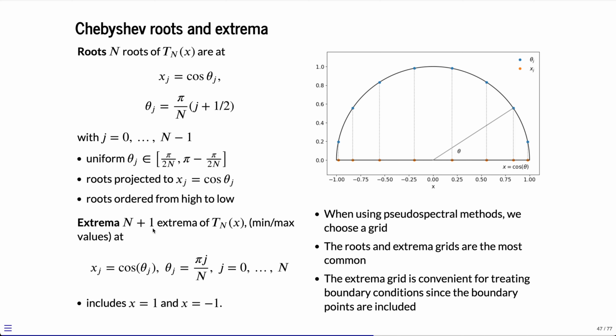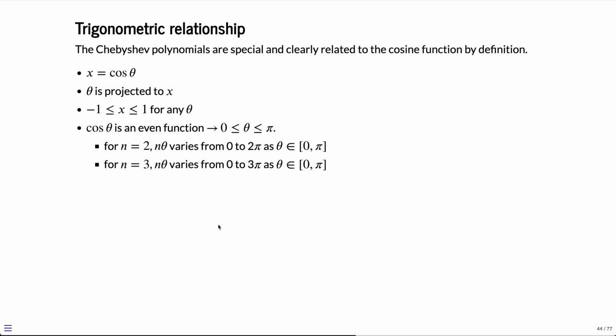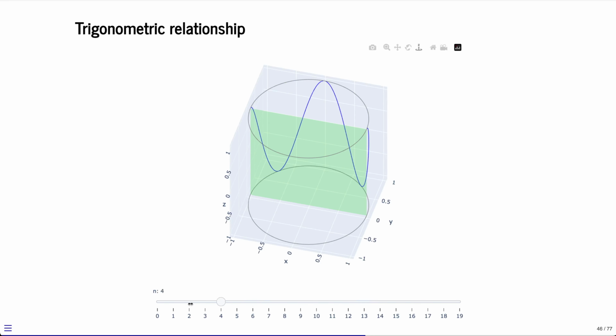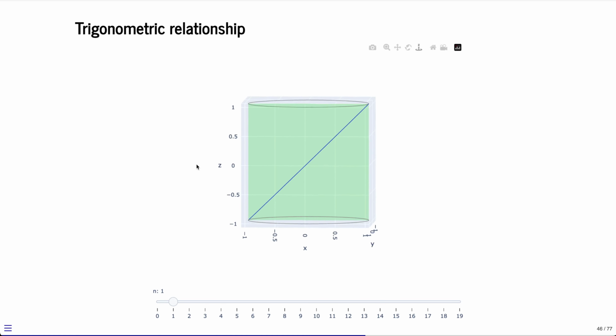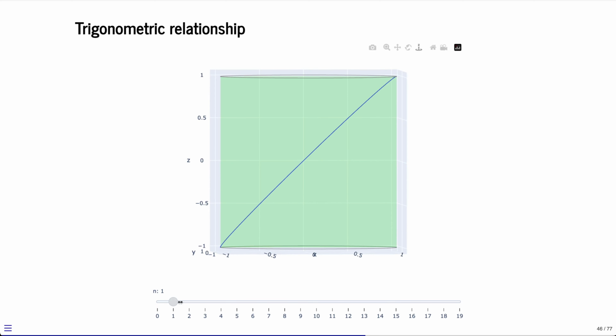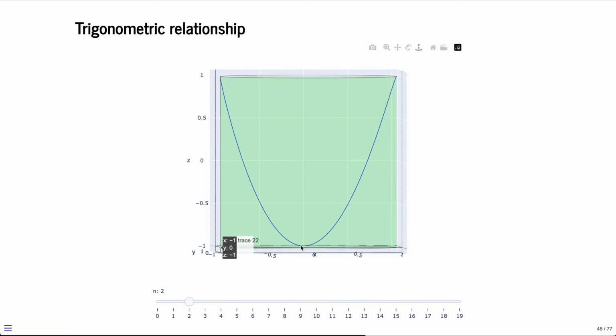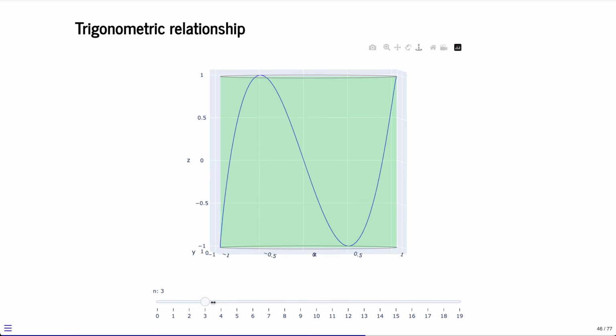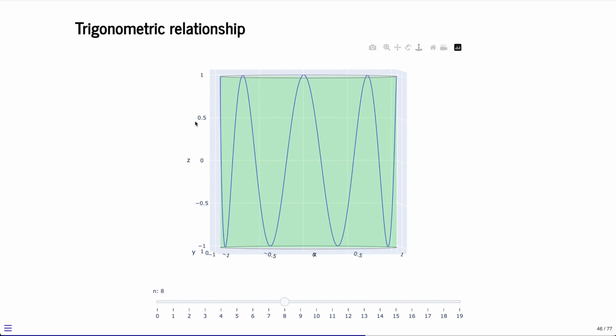The extrema: there are n plus 1 extrema of polynomial Tn. So if n is 0, then we'll have one extrema value. If n is 1, we have two extrema, one at minus 1 and one at 1. If we have 2, we have 3 extrema, here at minus 1, 0, 1, etc. So you can see here when we have 8, we have 1, 2, 3, 4, 5, 6, 7, 8, 9 extrema, and the locations here are as projected onto the x-axis.